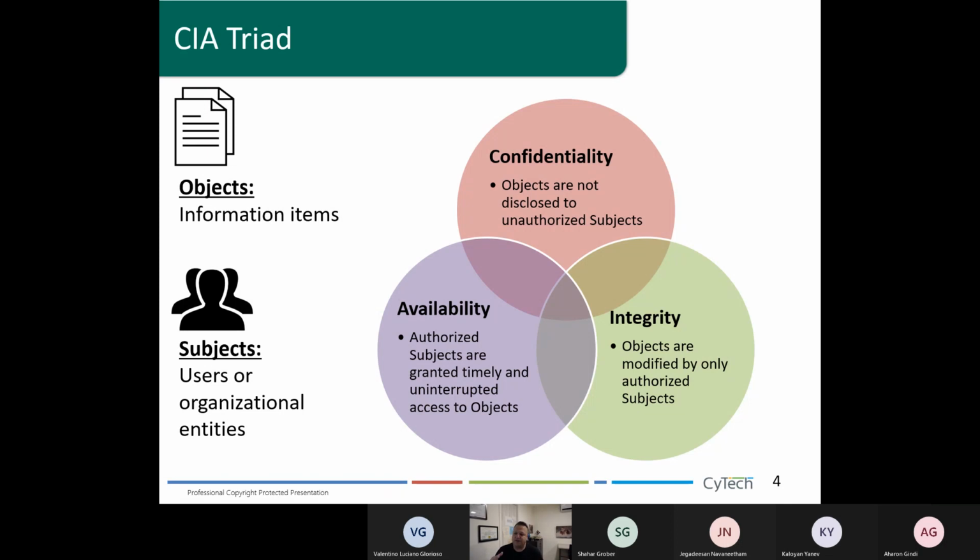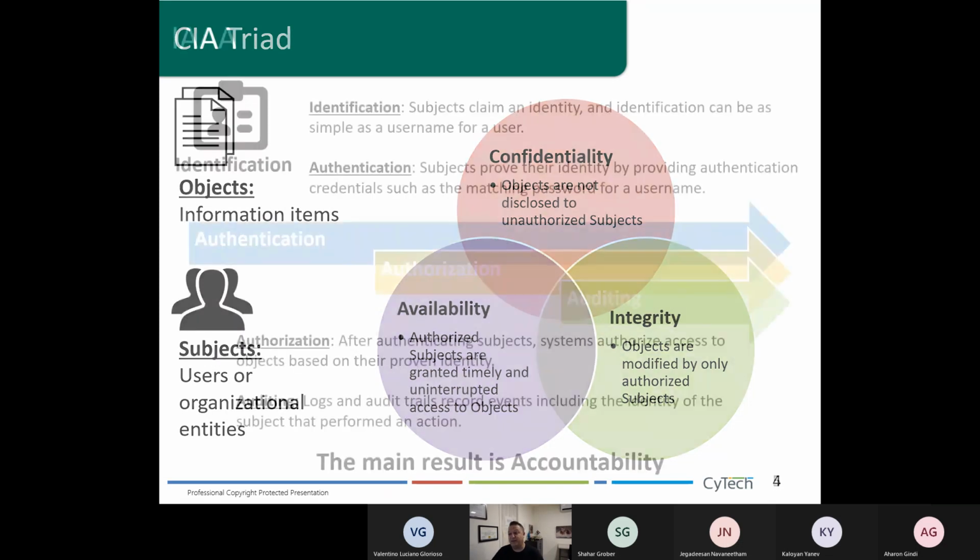The objects are passive, the subjects are active. The connection between them needs to maintain the CIA security. Confidentiality: we don't want to disclose objects to unauthorized subjects. Integrity: we only want authorized subjects to change or modify the objects. And availability: we want the objects available when the subjects ask for them or need them.